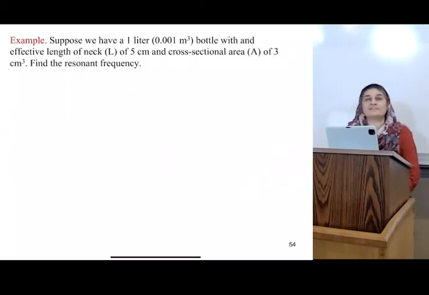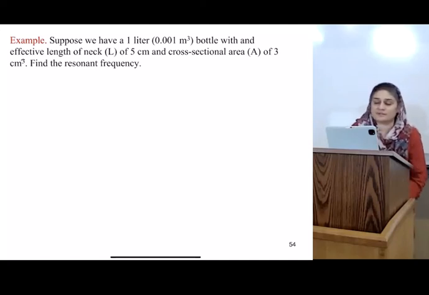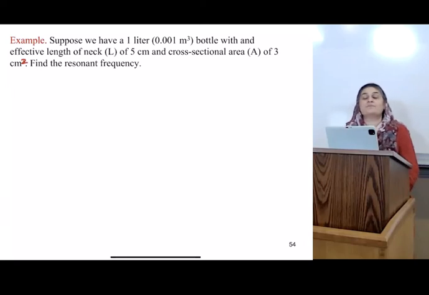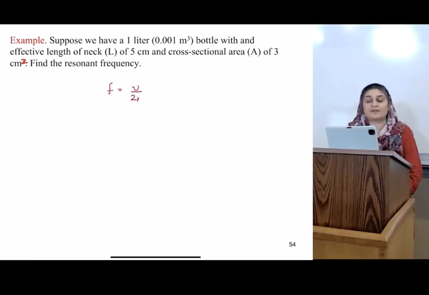Let's do a question. Suppose we have a 1 liter bottle with an effective length of 5 centimeters and cross-sectional area of 3 centimeters squared. This should be squared. My bad. Find the resonant frequency. We have a formula: f equals v over 2 pi times the square root of A over VL.